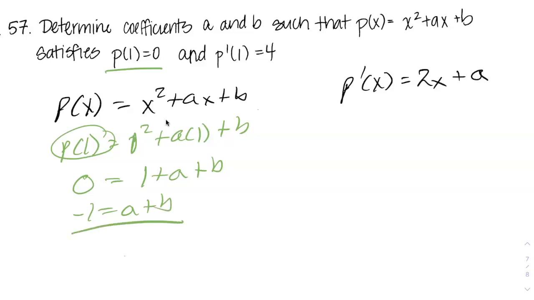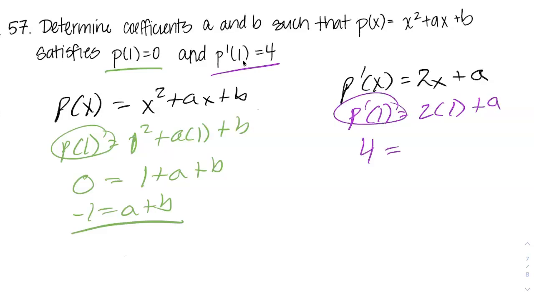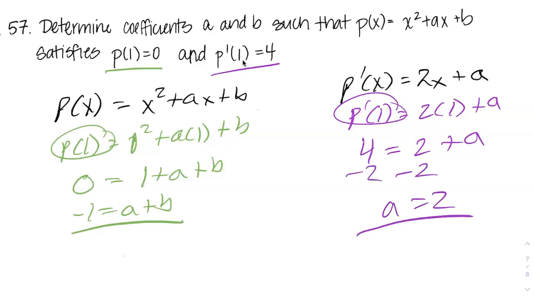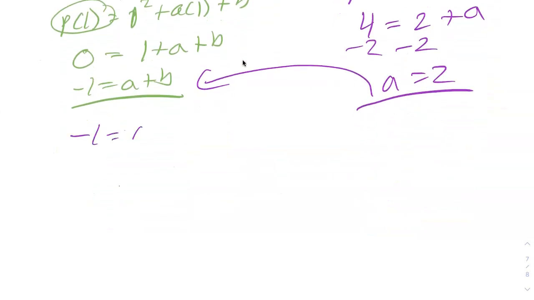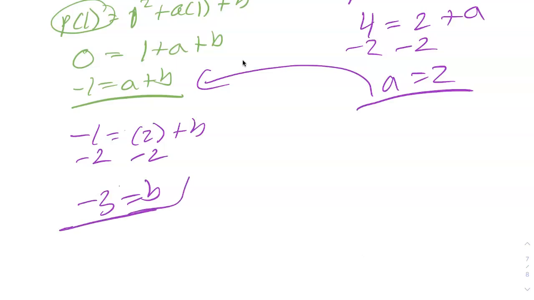So I have that. On this side, when I sub in 1, it equals 4. So p prime of 1 equals 2 times 1 plus a. So this again is just 4 equals 2 plus a. So a equals 2. Done with that. Find b now, plug it in. So negative 1 equals 2 plus b. Subtract 2: negative 3 equals b. So there's my b, there's my a, and now we are actually done with this worksheet.